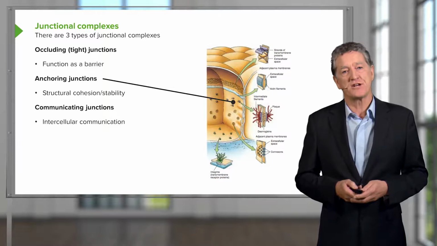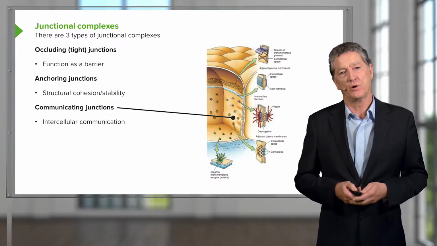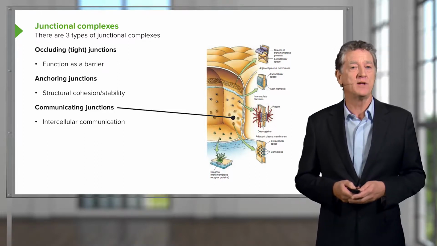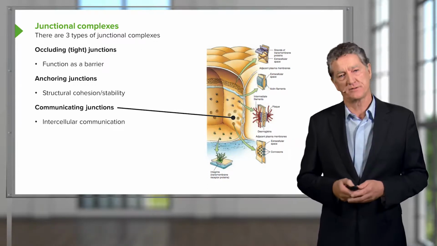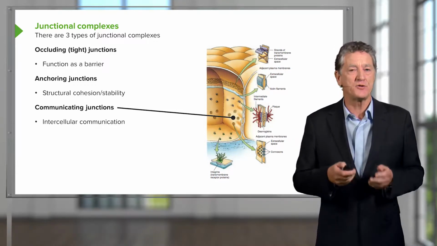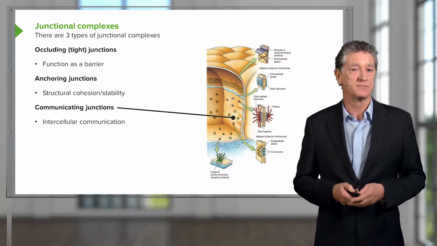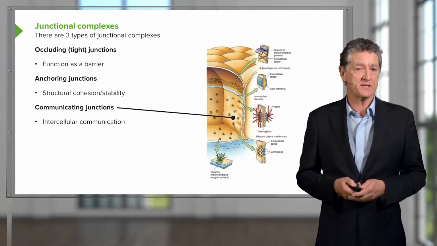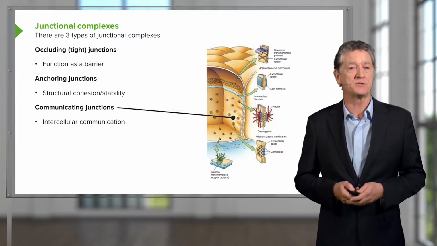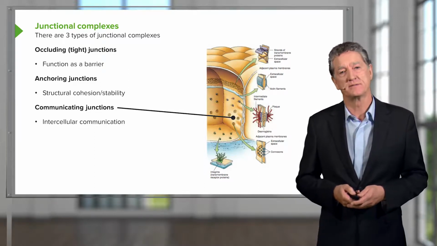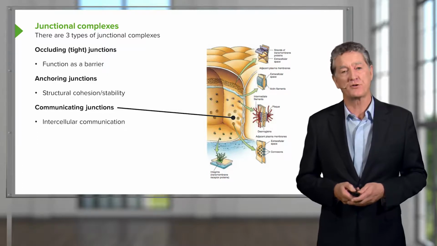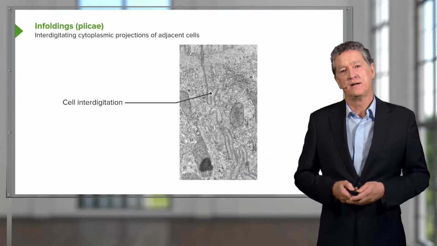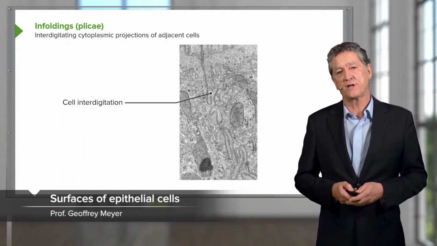And the remaining type of junction is the communicating junction, or a gap junction. These consist of proteins, connexons, which enable things to pass between the cells. Things like ions, nutrients, and various other chemical signals. So cells can communicate with each other via these gap junctions. And that's very important for smooth muscle cells to be able to contract in a sequential manner, and also cardiac muscle to contract in a similar sequential manner. The lateral surfaces of epithelial cells also are very specialised.